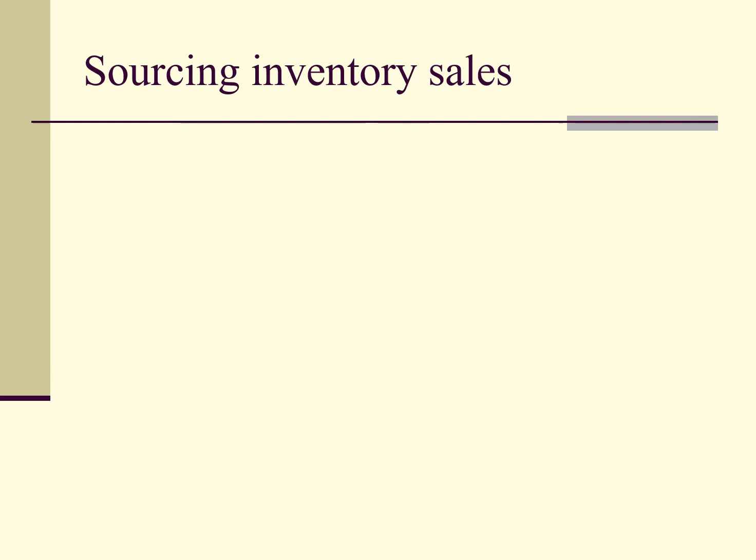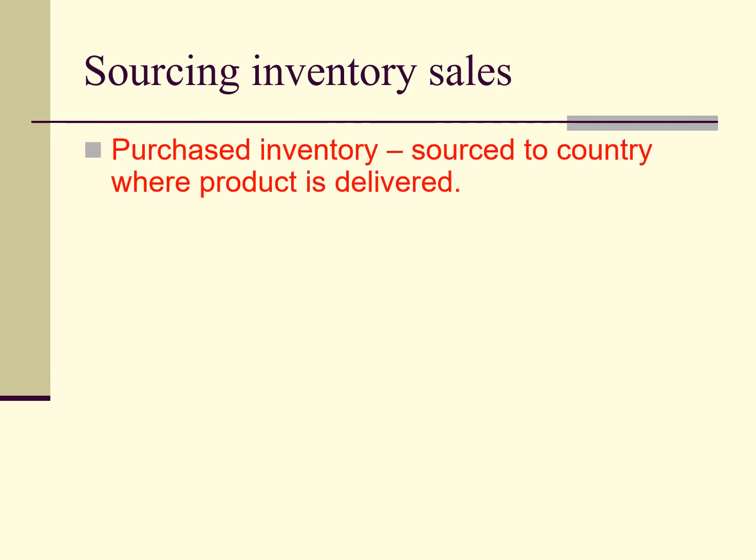Let's begin by talking about the sourcing of sales of inventory. For sales of purchased inventory, where inventory is purchased and then resold by the vendor, sales are usually sourced where the product is delivered.